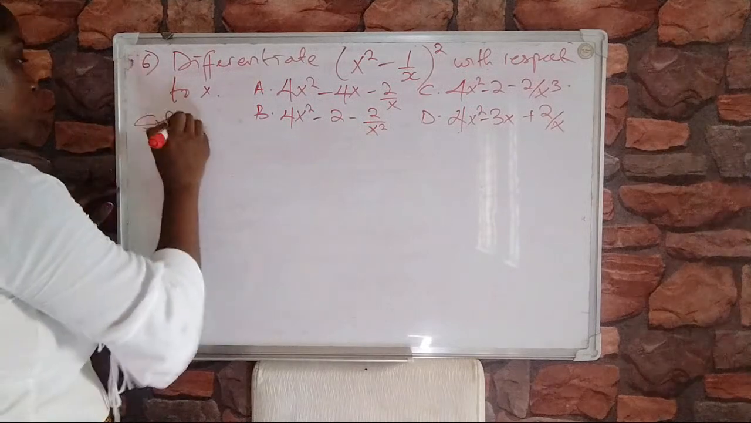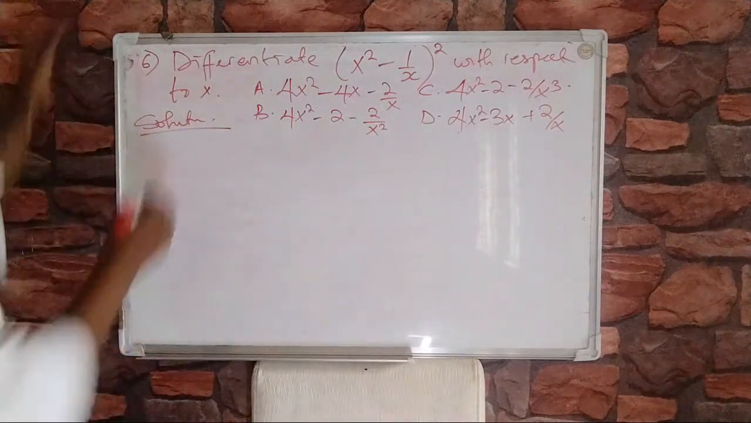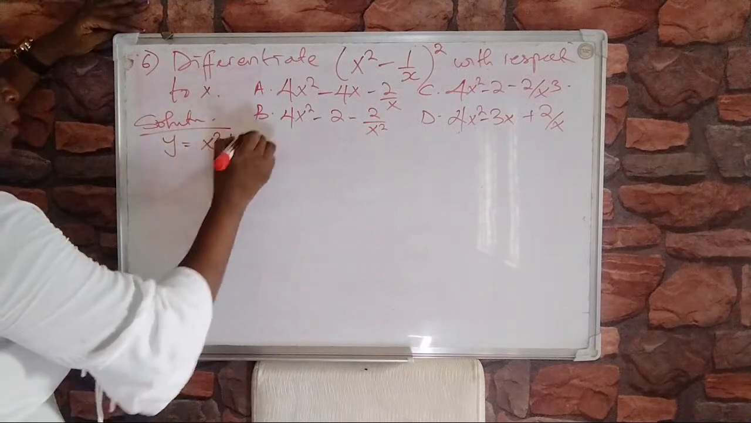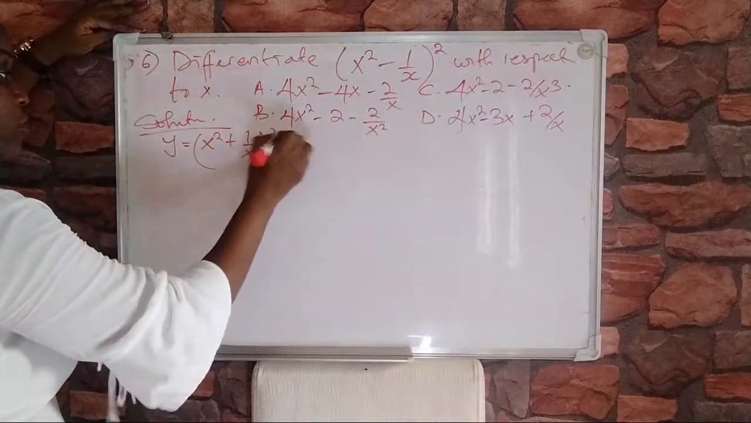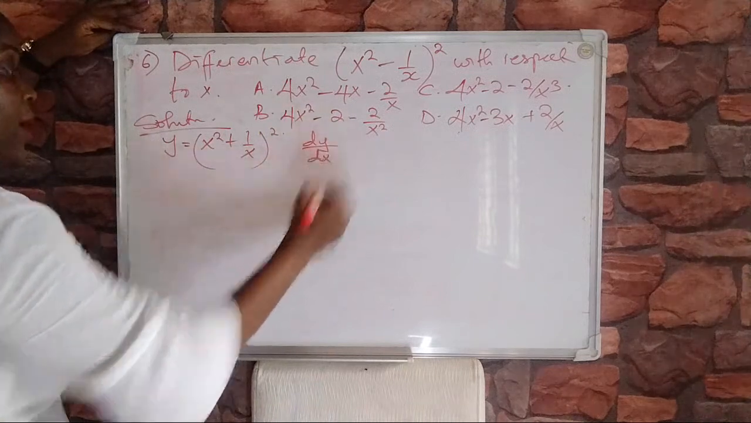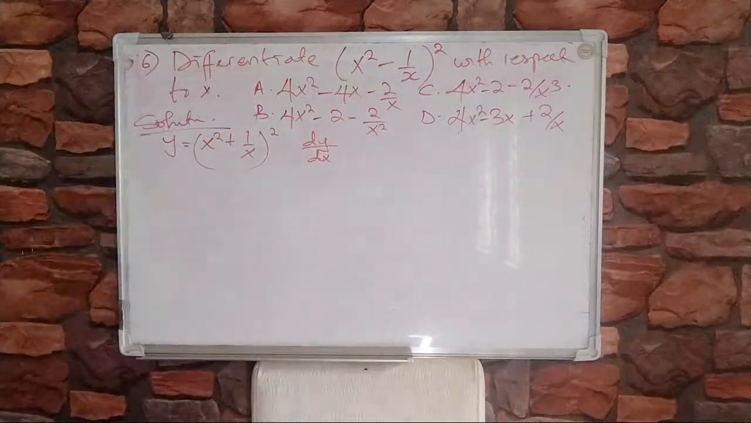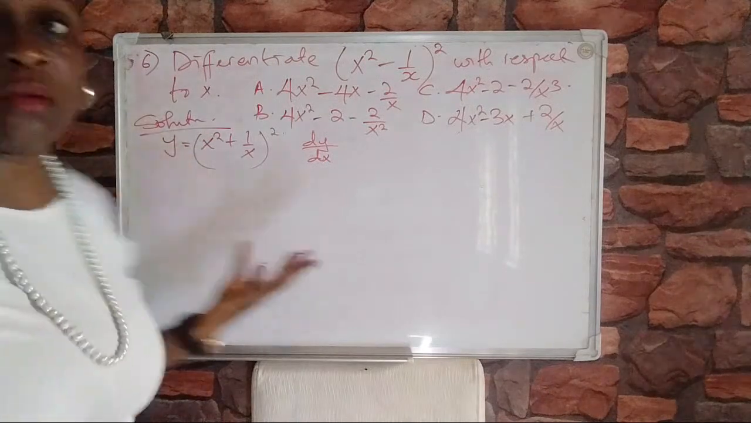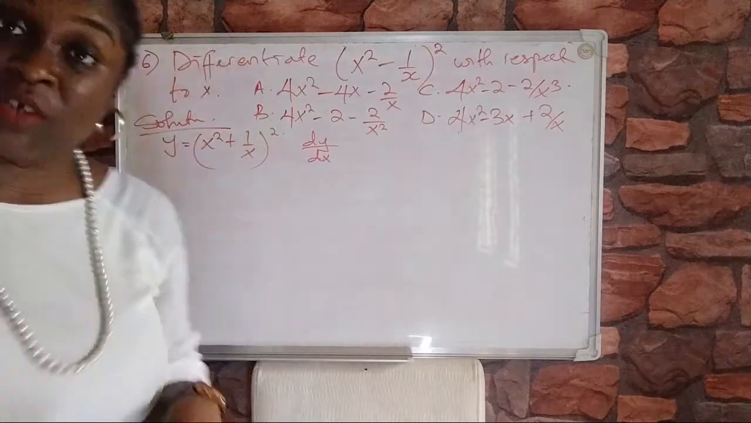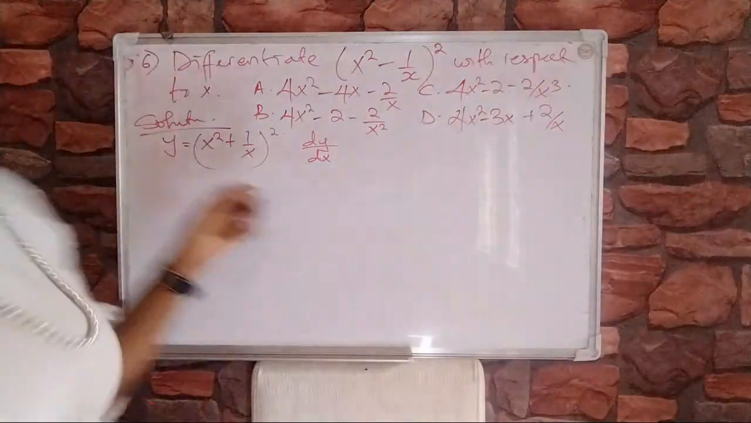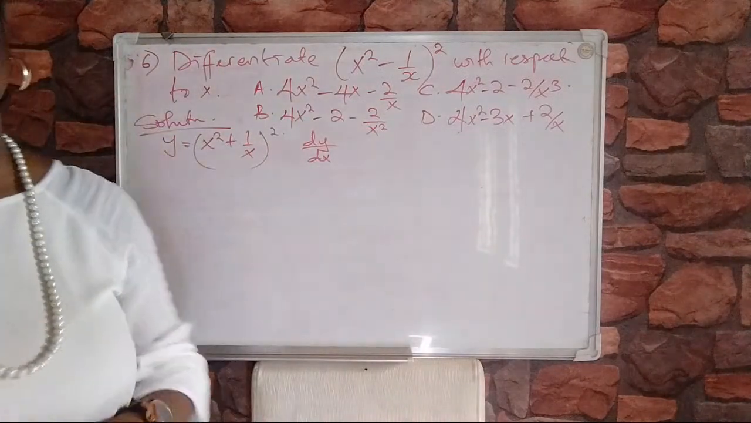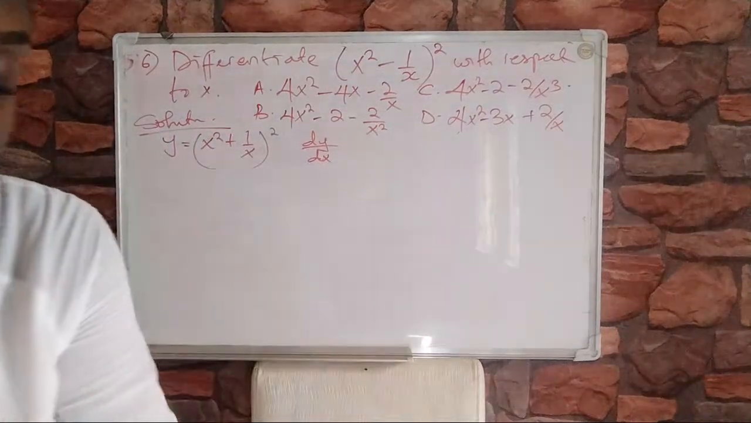Solution. So we have the function y equals (x squared plus 1 over x) raised to power 2. And we're asked to find dy/dx of this function. So this is a chain function. In differentiation, a chain function has to do with a function that has another function on the inside of that function. Okay? We're seeing a larger function and another function inside it. So let's see how we're going to break that down.